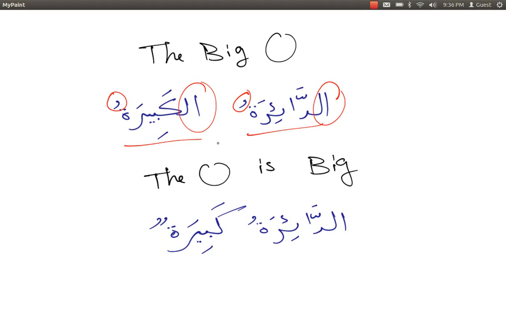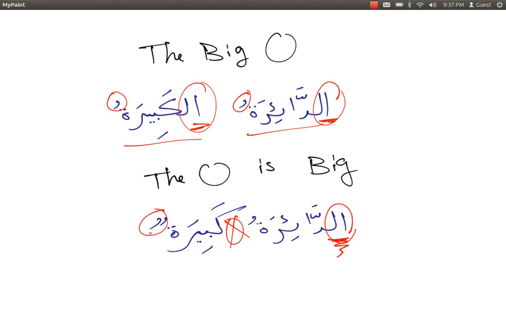For the other case, if you want to say the thing is big, the circle is big, you would first start with a word with L, and the second word does not have L, okay? So notice here, both words have L. Here, just the first word has L, the second one doesn't have L and has tanween. So if I say الدائرة كبيرة, what would that translate to? It would translate to the circle is big. But if I say الدائرة الكبيرة, then that means the big circle.